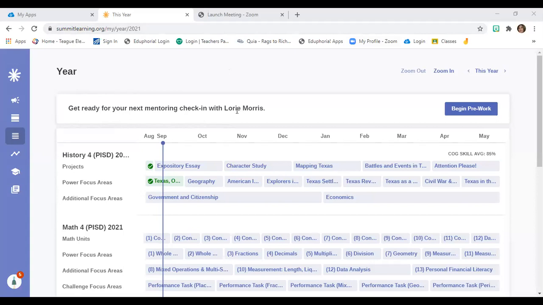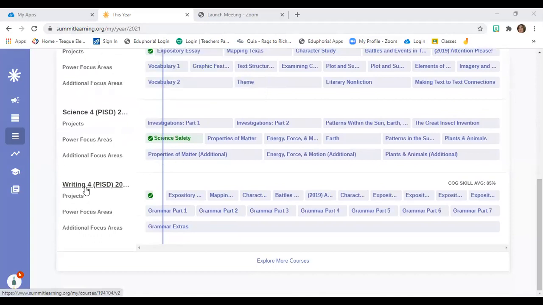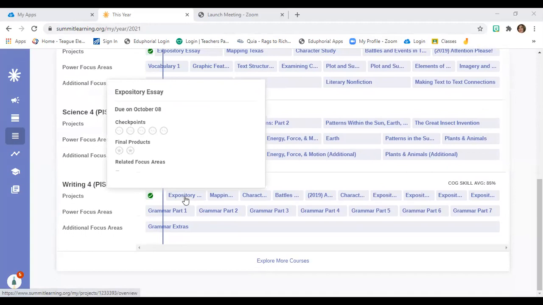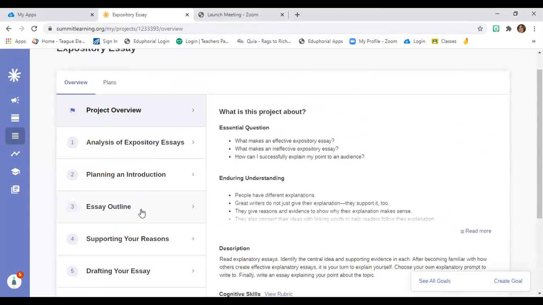Okay, so when you go to the year page, make sure that you scroll all the way down to find the writing. In front of the projects, you're going to see expository. Go ahead and click expository. Then it's going to take you to this page. This is the overview page. On the top, it says expository essay, and you get to see what you're going to be doing every day.